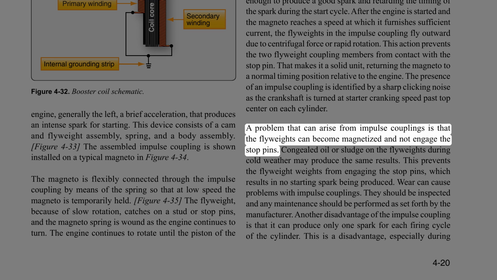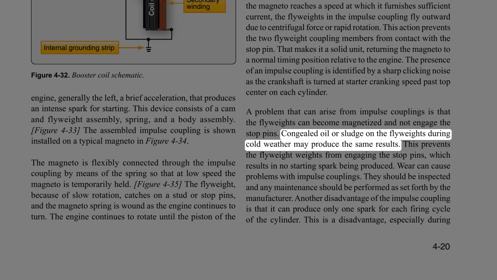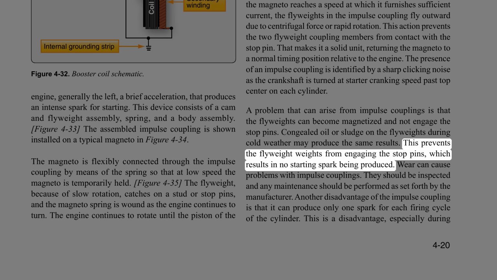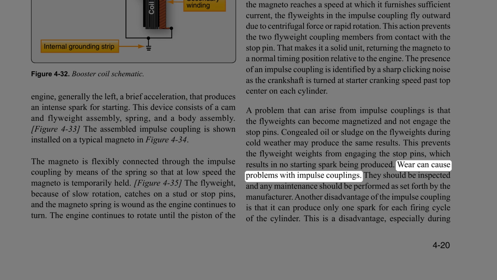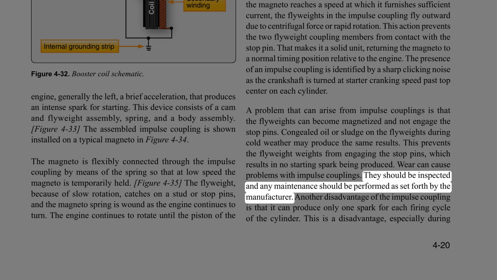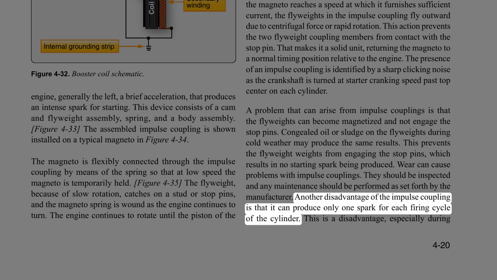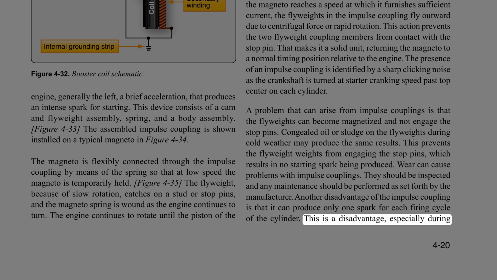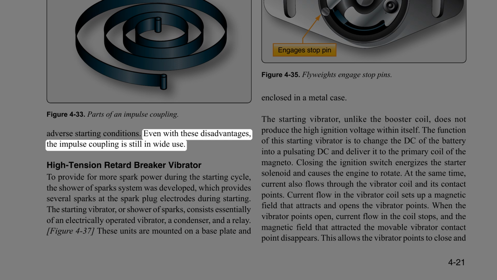A problem that can arise from impulse couplings is that the flyweights can become magnetized and not engage the stop pins. Congealed oil or sludge on the flyweights during cold weather may produce the same results. This prevents the flyweights from engaging the stop pins, which results in no starting spark being produced. Wear can cause problems with impulse couplings. They should be inspected and any maintenance should be performed as set forth by the manufacturer. Another disadvantage of the impulse coupling is that it can produce only one spark for each firing cycle of the cylinder. This is a disadvantage, especially during adverse starting conditions. Even with these disadvantages, the impulse coupling is still in wide use.